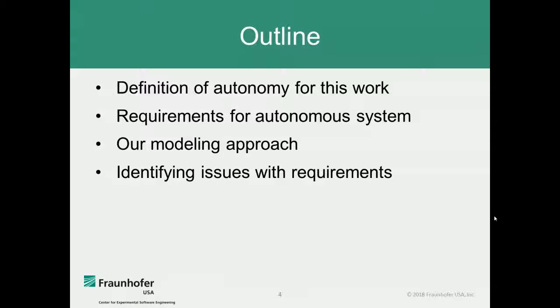So just a quick outline. We're going to give a brief definition of how we're treating autonomy and what requirements for autonomy look like, and then show some models that we put together, graphical models, and give a quick overview of the analysis that you can do with those models, the key indicators to look for. So you can move to the next slide.